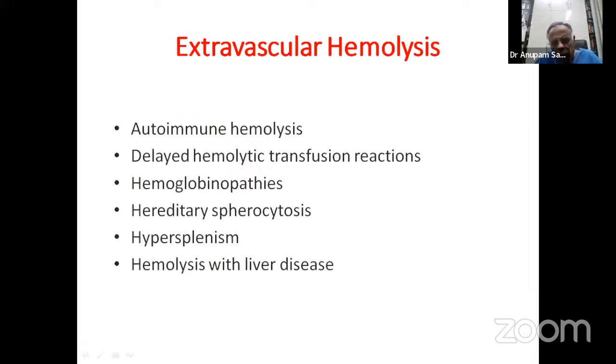Extravascular hemolysis can also be due to mismatched transfusions. We know that there are things known as delayed transfusion reactions, which could be extravascular. Then you can have hemoglobinopathies leading to extravascular hemolysis, hereditary spherocytosis, hypersplenism, hemolysis with liver disease.